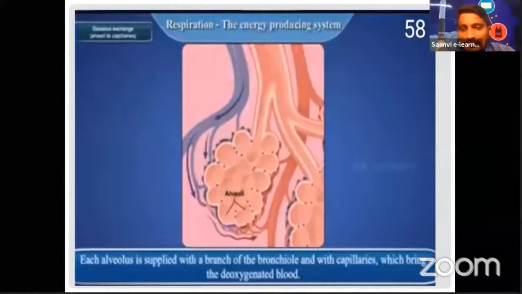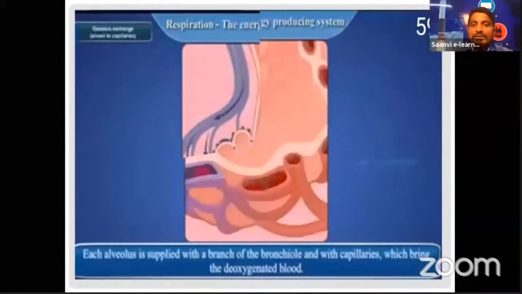When it is brought back to the lungs, by the diffusion process carbon dioxide moves from the blood capillaries to the alveoli of the lungs, and oxygen moves from the alveoli to the blood capillaries. Like that, oxygen goes to the blood capillaries and carbon dioxide to the lungs, and gas exchange takes place. Okay, children. Next one.